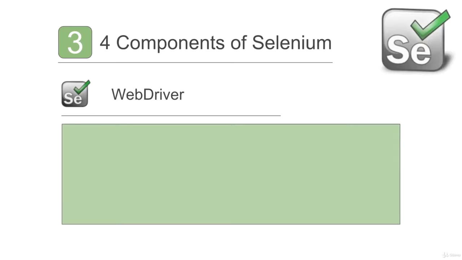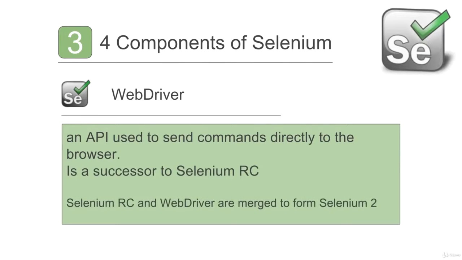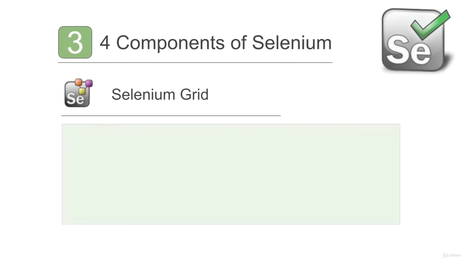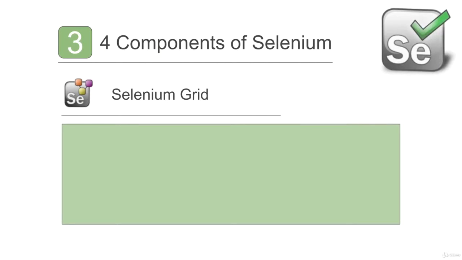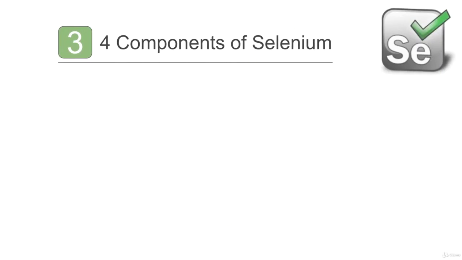Selenium WebDriver is the most actively used component today for frameworks, and it is an API which is used to interact directly with the browser, and it is also known as Selenium 2 now. Selenium Grid provides us the capabilities to run our tests in parallel across different machines. So whenever you want to minimize the execution time or you want to run your test cases on multiple platforms and browsers, you can use Selenium Grid.